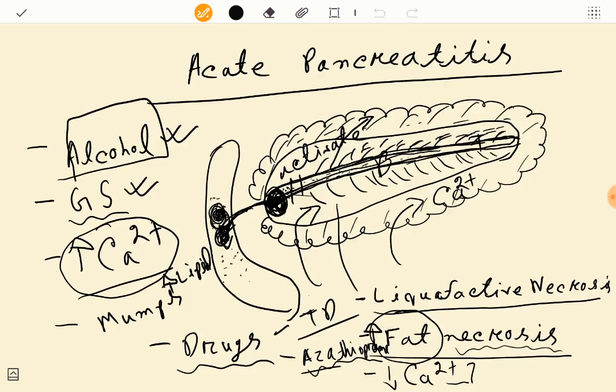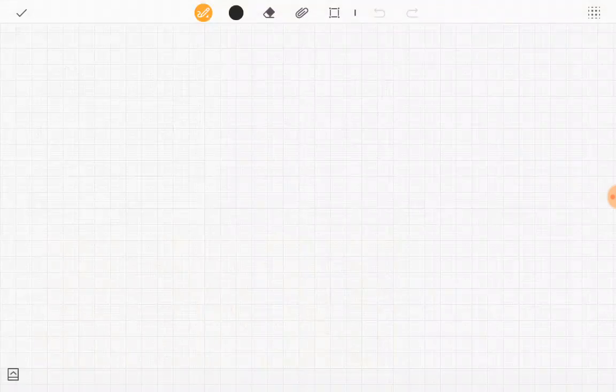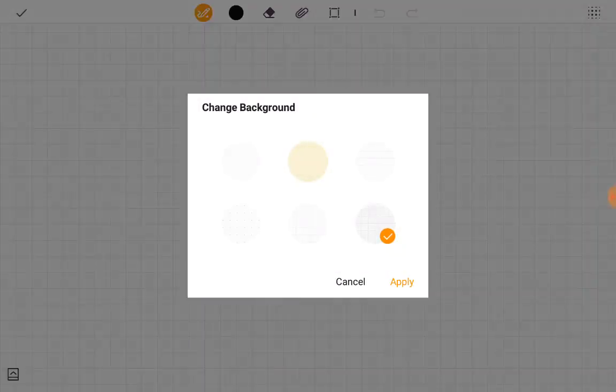Let's go to the next page. Okay, I like this background.